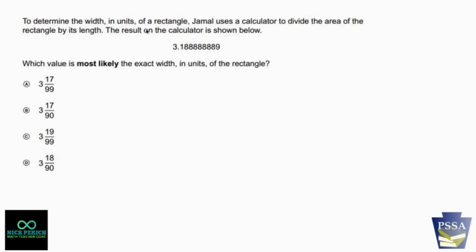To determine the width in units of a rectangle, Jamal uses a calculator to divide the area of the rectangle by its length. The result on the calculator is shown below, 3.1888888888889. Which value is most likely the exact width in units of the rectangle?